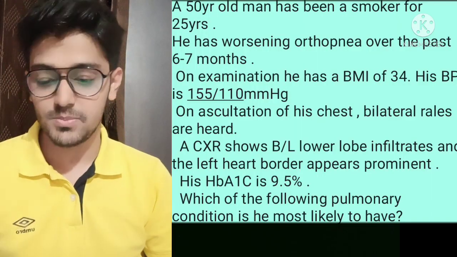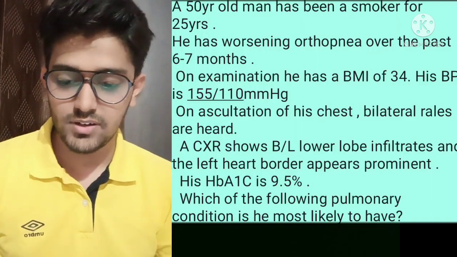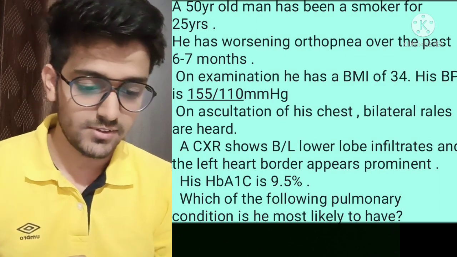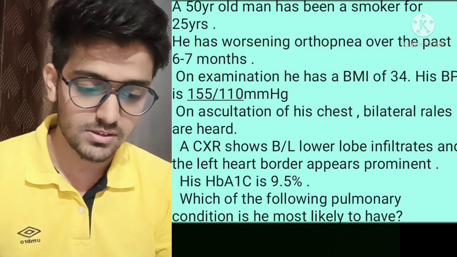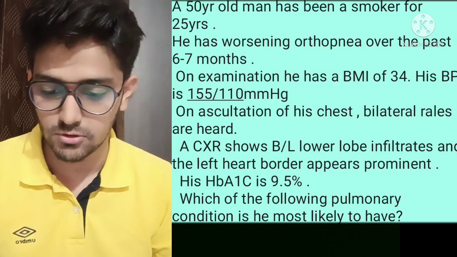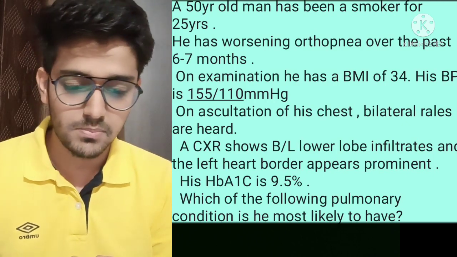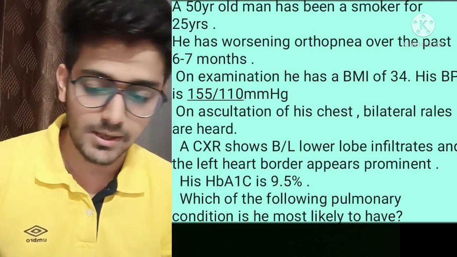So yeah, let's begin with the question first. A 50-year-old man has been a smoker for 25 years. He has worsening orthopnea over the past 6 to 7 months. On examination, he has a BMI of 34. He is afebrile. His blood pressure is 155 by 110 mmHg.